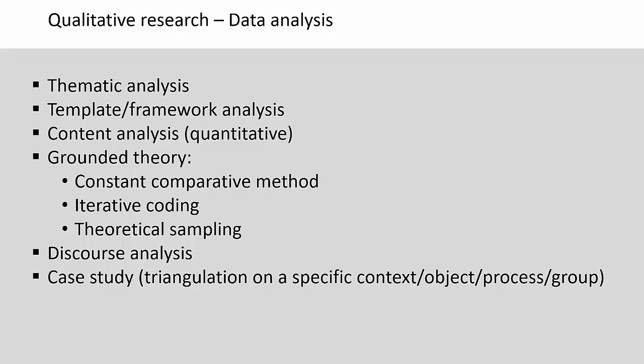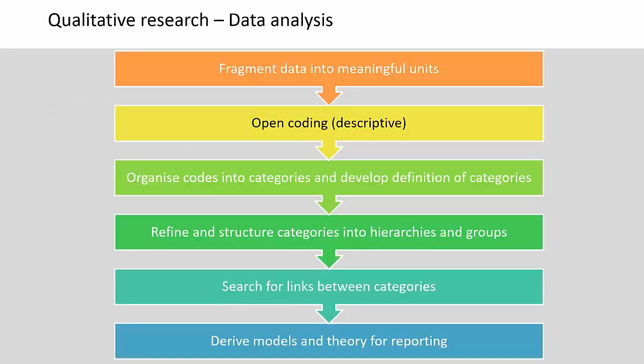I'm going to talk a little bit about thematic analysis. Normally in thematic analysis, you'll follow 6 steps. You take the data that you've collected through interview or focus group. Let's assume interview for now. You take the data and then you fragment it into meaningful units. So you look at what they're saying and try to identify what exactly they are referring to. And then you do a process called open coding. So you try and describe what they're saying.